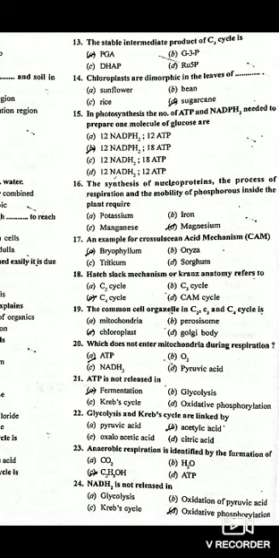20th, which does not enter mitochondria during respiration, option A, ATP. 21, ATP is not released in, option A, fermentation. 22 question, glycolysis and Krebs cycle are linked by acetyl CoA, option A. 23 question, anaerobic respiration is identified by the formation of ethyl alcohol, option C, C2H5OH. 24 question, NADH2 is not released in, option D, oxidative phosphorylation.